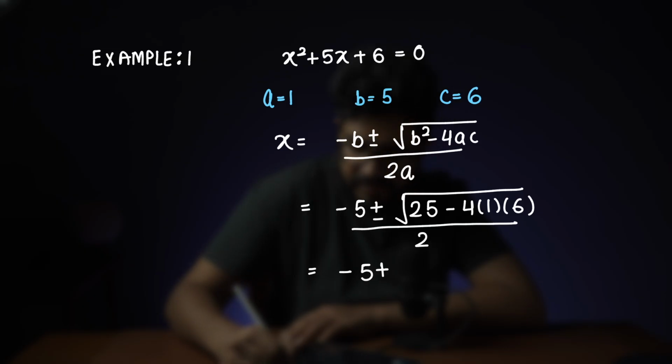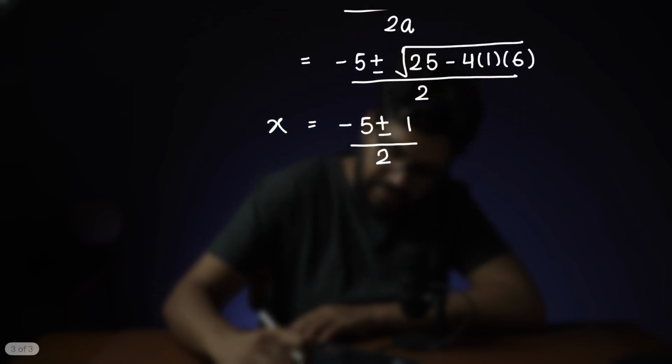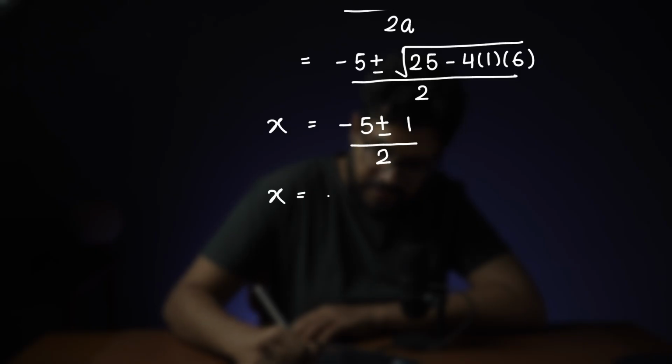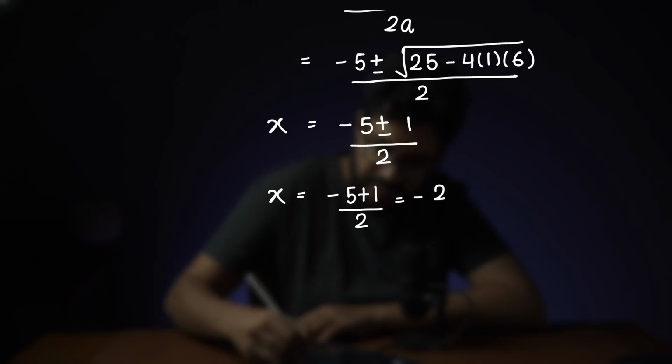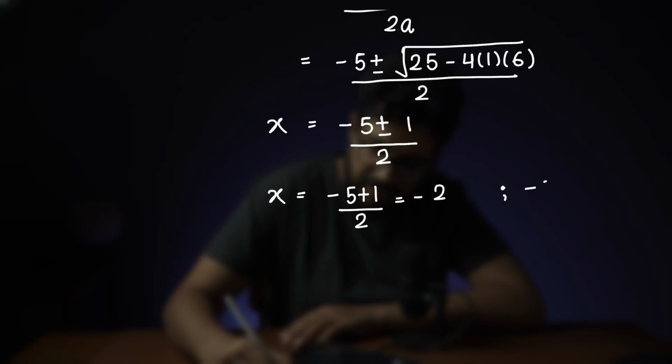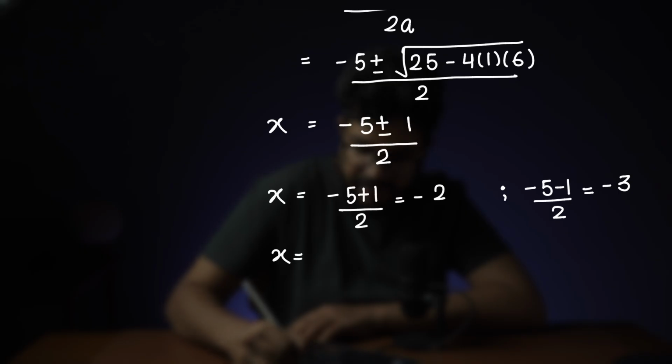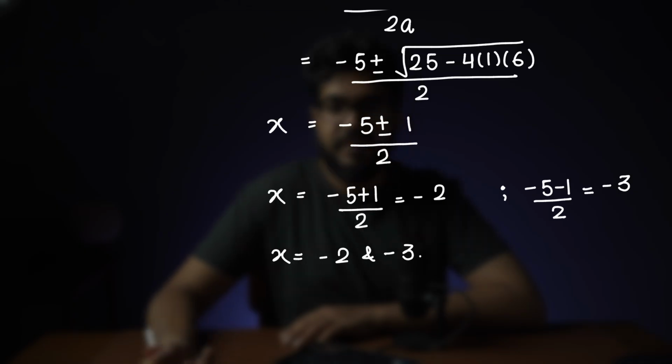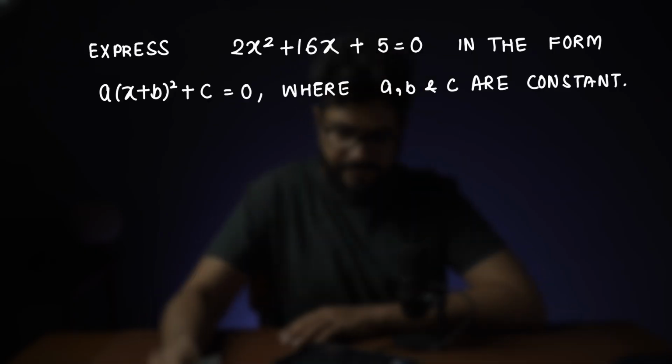So we get minus 5 plus or minus the square root of 25 minus 24, that gives us root of 1, that is 1 only, divided by 2. So this will give us two solutions, one with the positive sign: minus 5 plus 1 by 2, that is minus 2, and the other solution is with the negative sign: negative 5 minus 1 divided by 2, that gives us negative 3. So my solutions are negative 2 and negative 3. This is a very straightforward method. Now let's get back to the question I showed you in the beginning of the video and let's solve it together.